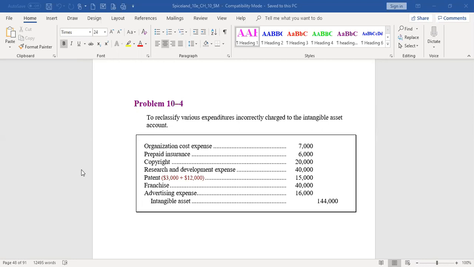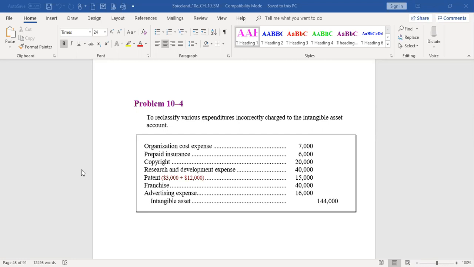The legal fees for filing a patent on a new product resulting from an R&D project, that would be debited to patent, as well as the legal fee for successfully defending the patent. So someone challenged us and said, no, that's our patent. We won the court case. We debit those costs to the patent account. If we lost, we would just debit them to a legal expense. We really don't have a patent.